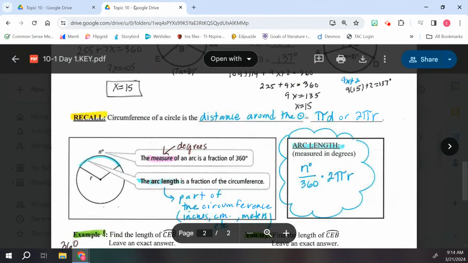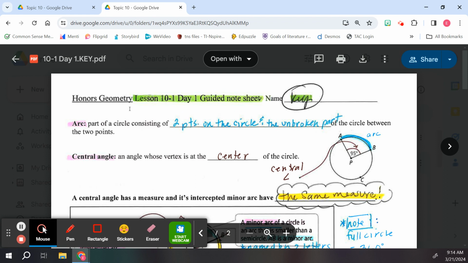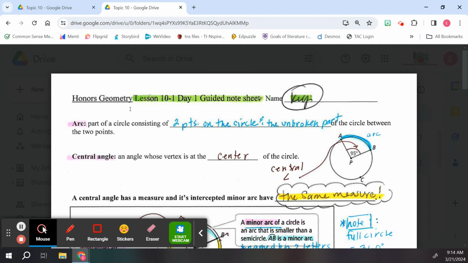So let's start with what we need to write down. Today is day one on the guided note sheet. Tomorrow you will need your student companions. Okay? We're talking about arcs.